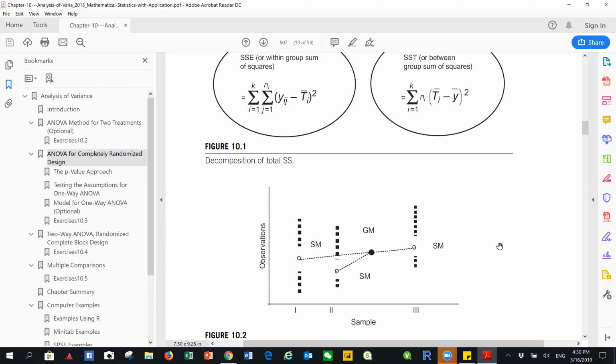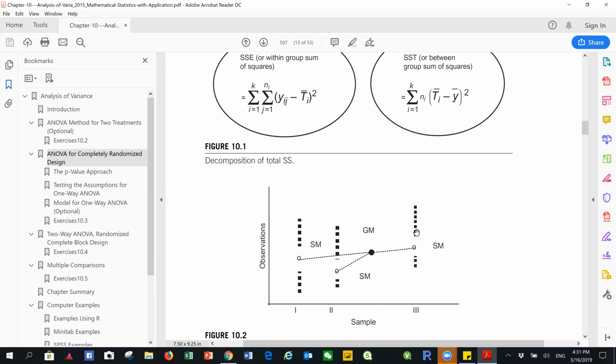But they also have the GM, which is the global mean. SM is the sample mean: 1, 2, 3. Okay, so with respect to each sample mean, there is within-group variation, and with respect to the global mean, there is variation. Okay, you see the variation of the sample means with respect to the global mean: SM1 with respect to GM, SM2 with respect to GM, SM3 with respect to GM.